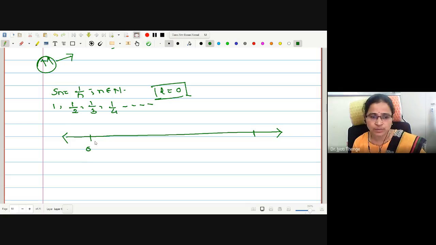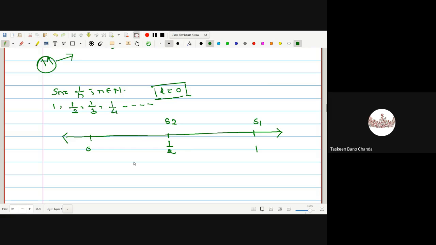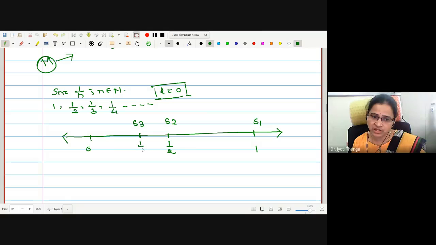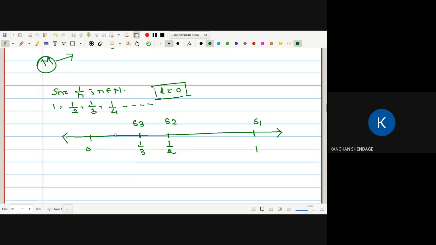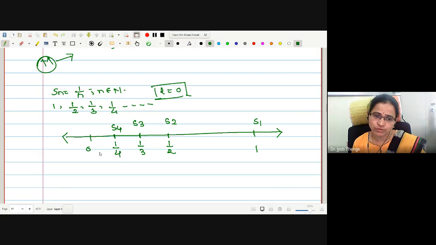Let us mark the positions of the sequence points. This is 1. Therefore, this is my first element S1. Correct? What is the second element? S2 is somewhere here. Half. Correct now? S3 is somewhere here, 1 by 3, about 0.33. S4 is 1 by 4, 0.25. That means we are going nearer and nearer to 0.